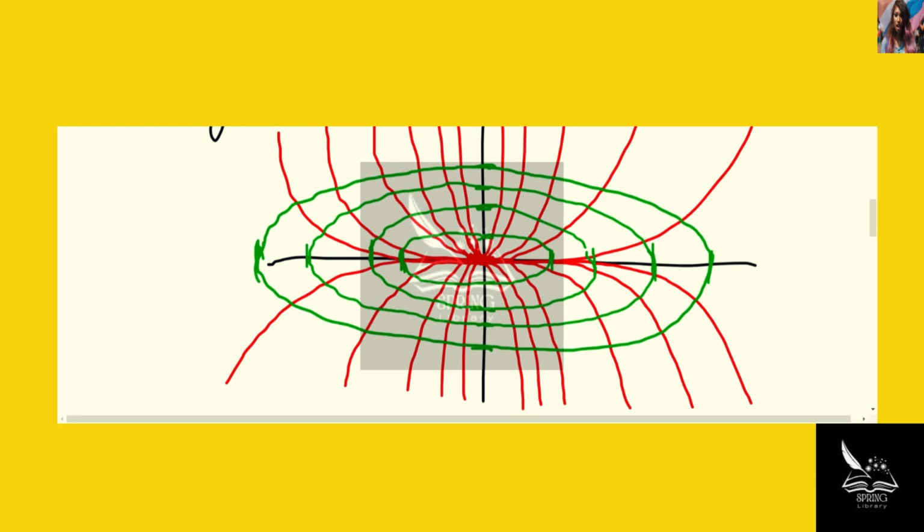Looking at the ellipses and the cubic functions, they do appear to be orthogonal trajectories of each other. That is, the tangent lines at the points of intersection, like here, here, here, and here, do appear to be orthogonal.